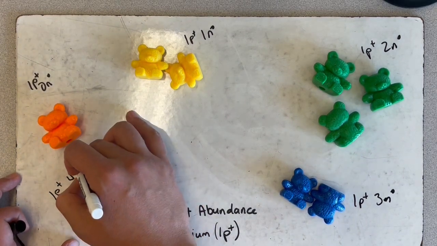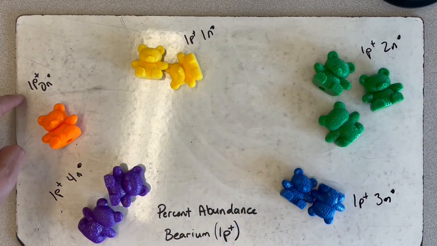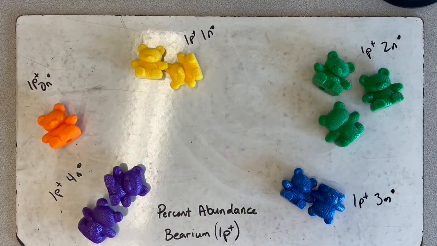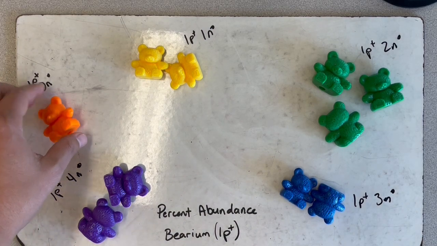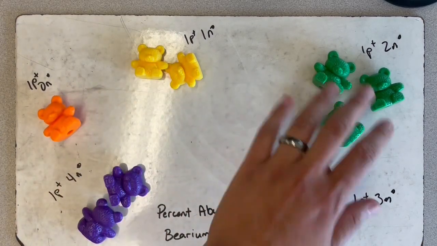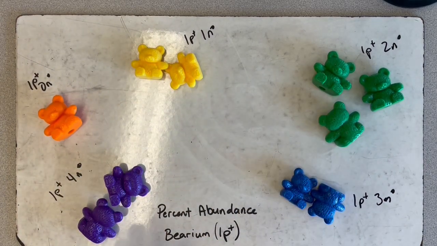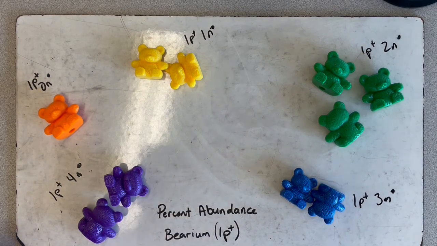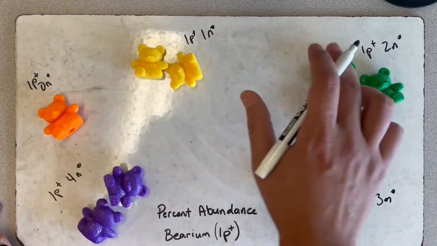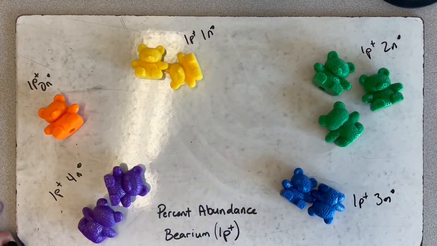So the reason why they are isotopes of each other is, again, they all have the same number of protons, 1 proton each, but they have different numbers of neutrons. And we're assuming that they're all the same kind of atom. So when we talk about percent abundance, what we want to know is how many there are total, and what each part contributes to the whole. So here I can see that I have 1 orange bear, 2 yellow bears, 3 green bears, 2 blue bears, and 2 purple bears. So I can figure out how many there are total. 1, 2, 3, 4, 5, 6, 7, 8, 9, 10. So I have 10 total.